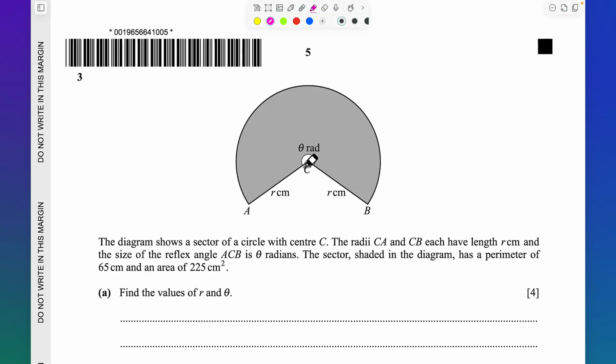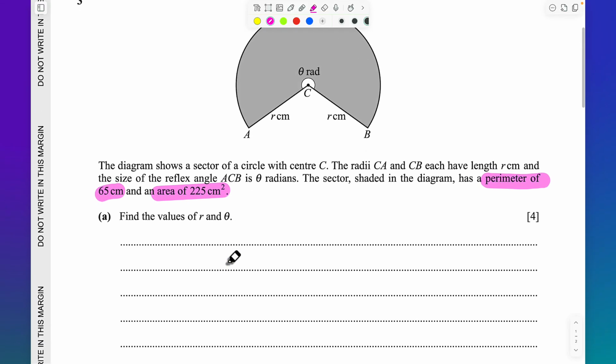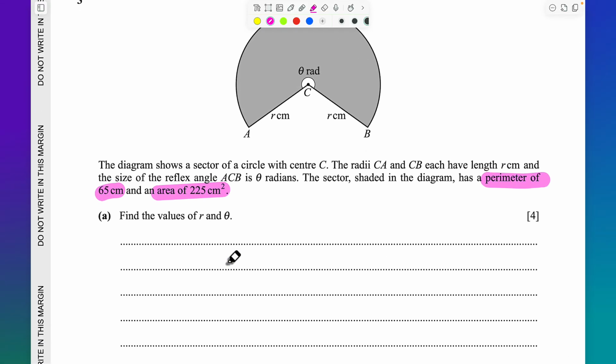The sector shaded in the diagram has a perimeter of 65. So that's interesting, perimeter 65. Let's just make this a little bit thicker. Perimeter is equal to 65, and the area is 225 centimeters squared. Perfect. Find the values of r and theta.